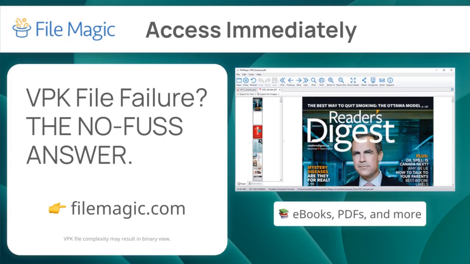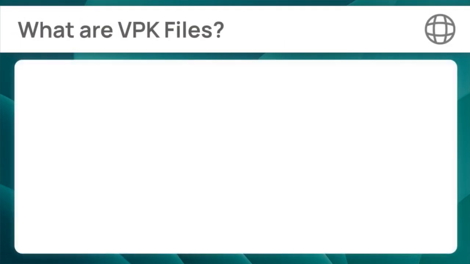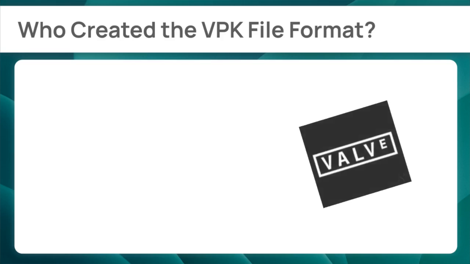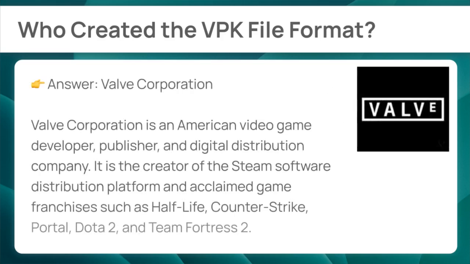Here's a quick preview. VPK files are content package files for Valve's Source Engine used in games including Dota 2, Counter-Strike: GO, Team Fortress 2, and Left 4 Dead. They contain packaged game assets including models, textures, sounds, and scripts for efficient content distribution and loading.